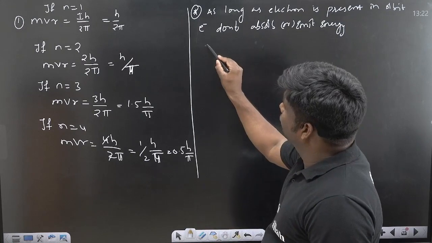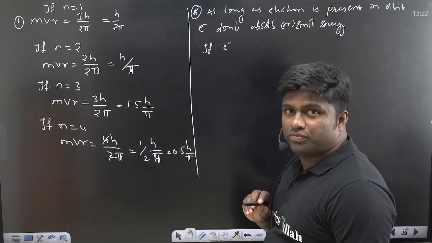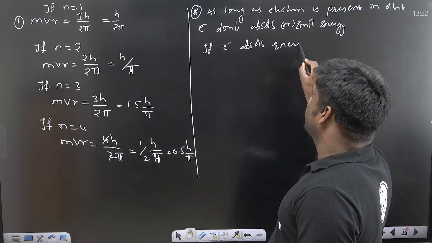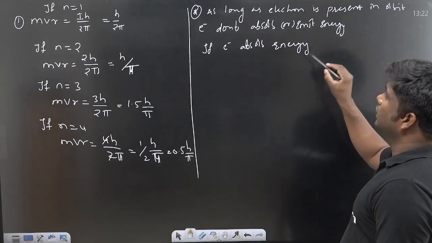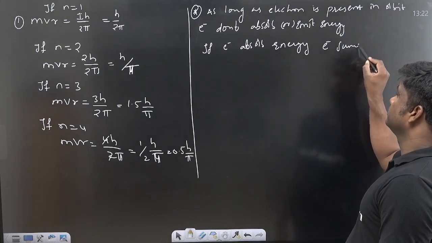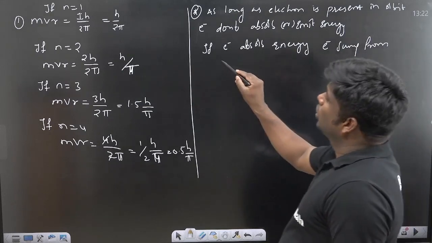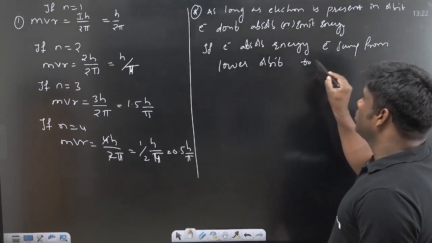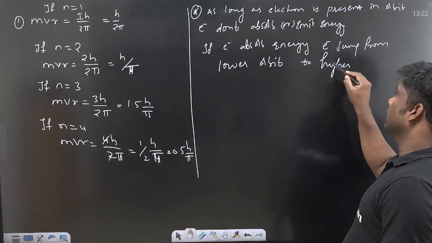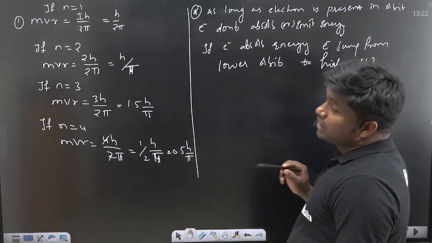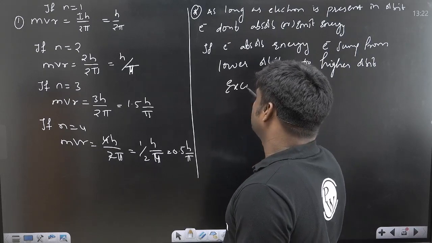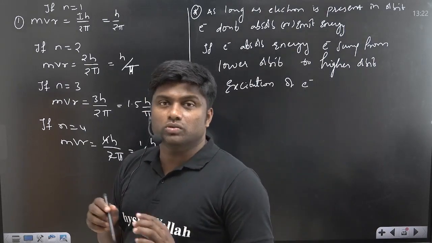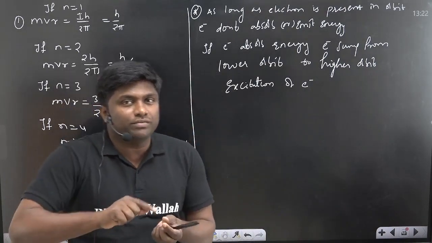But if the electron absorbs energy from an external source, what will the electron do? It will jump from a lower orbit to a higher orbit. This is called excitation of the electron. Excitation of the electron means whenever the electron absorbs energy, it jumps from a lower orbit to a higher orbit.